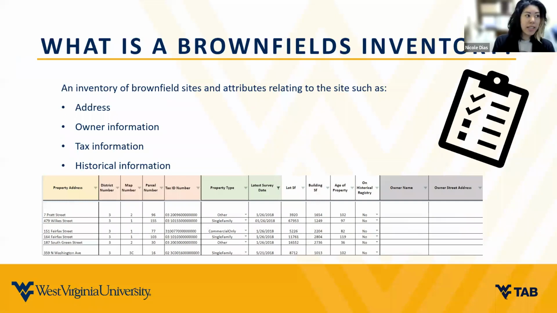By now, I'm sure that you are educated on what exactly a brownfield is. So what exactly is a brownfields inventory? It's just an inventory collecting data about the different brownfields in the community and collecting owner information, all of the different parcel information, tax information, historical information, all the information that we can gather.